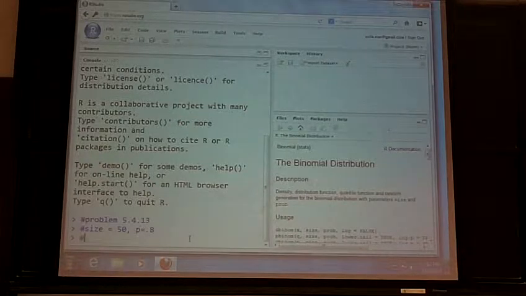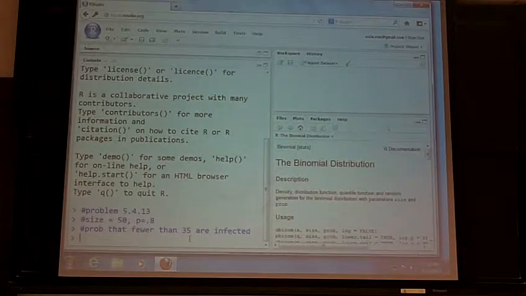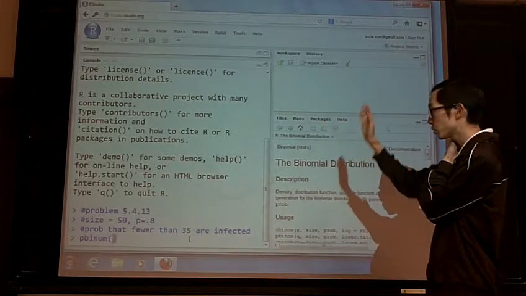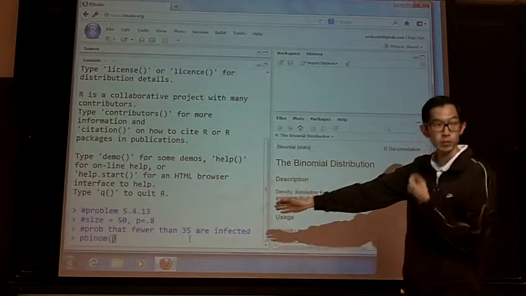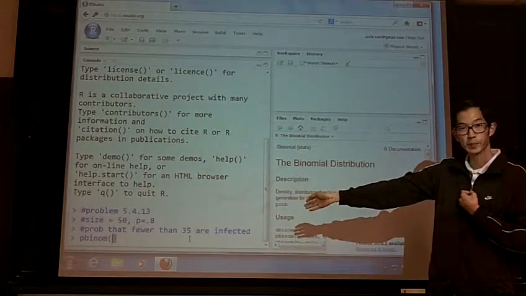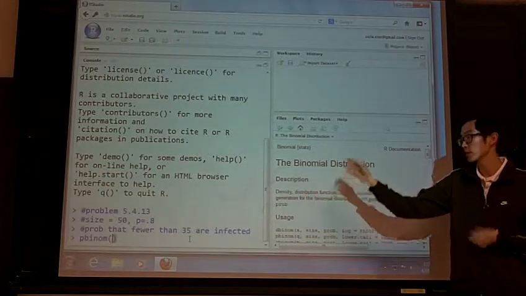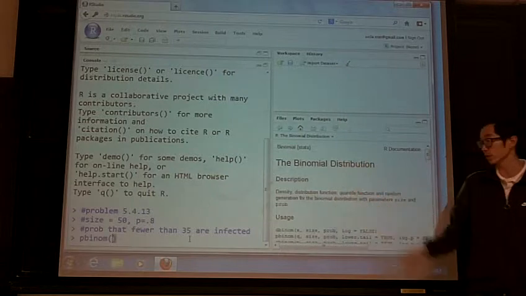So in this case, it's the probability that fewer than 35 are infected. The answer to this is going to be pbinom. Okay, this is going to be the true answer. It's pbinom because that's the sum from 0 up to whatever number I specify. So what number am I going to specify here? 34, because that's going to give me the sum from 0 to 34.